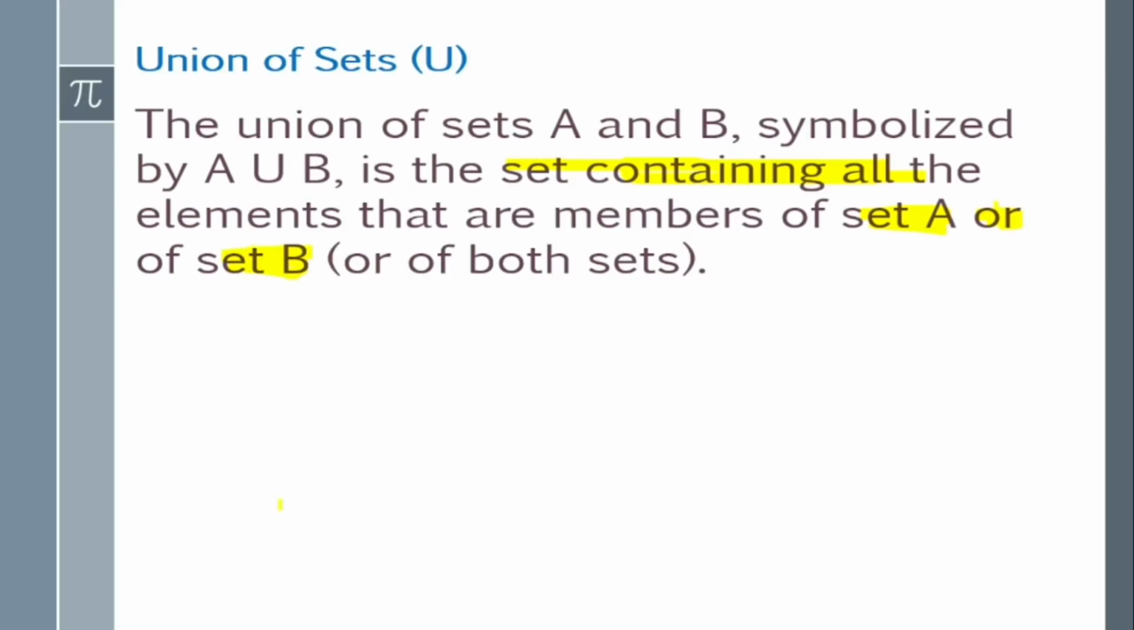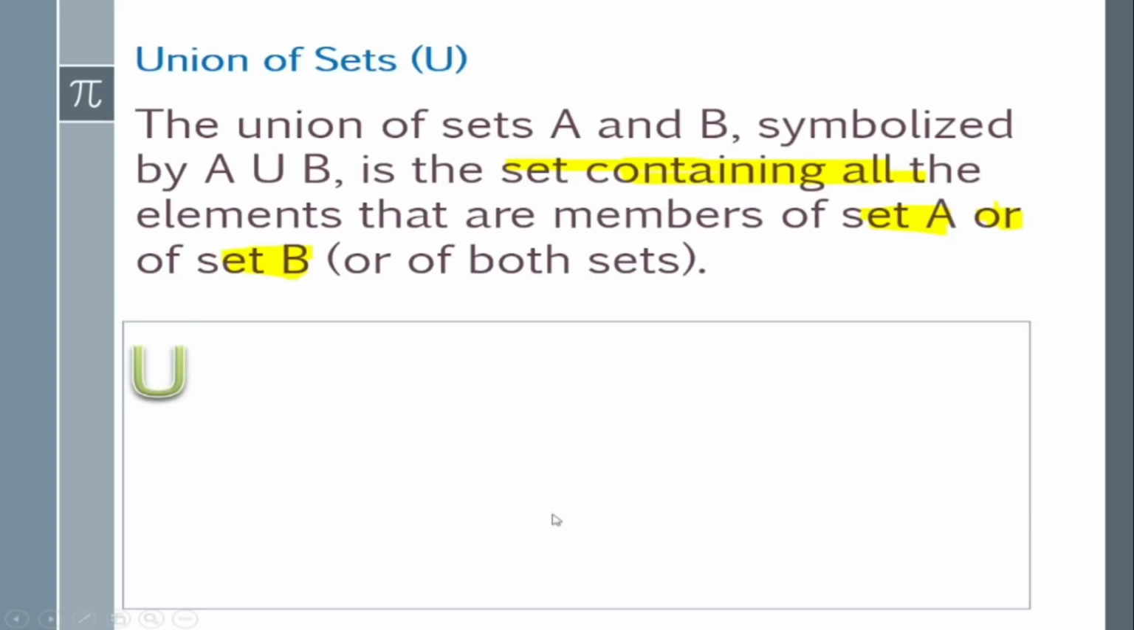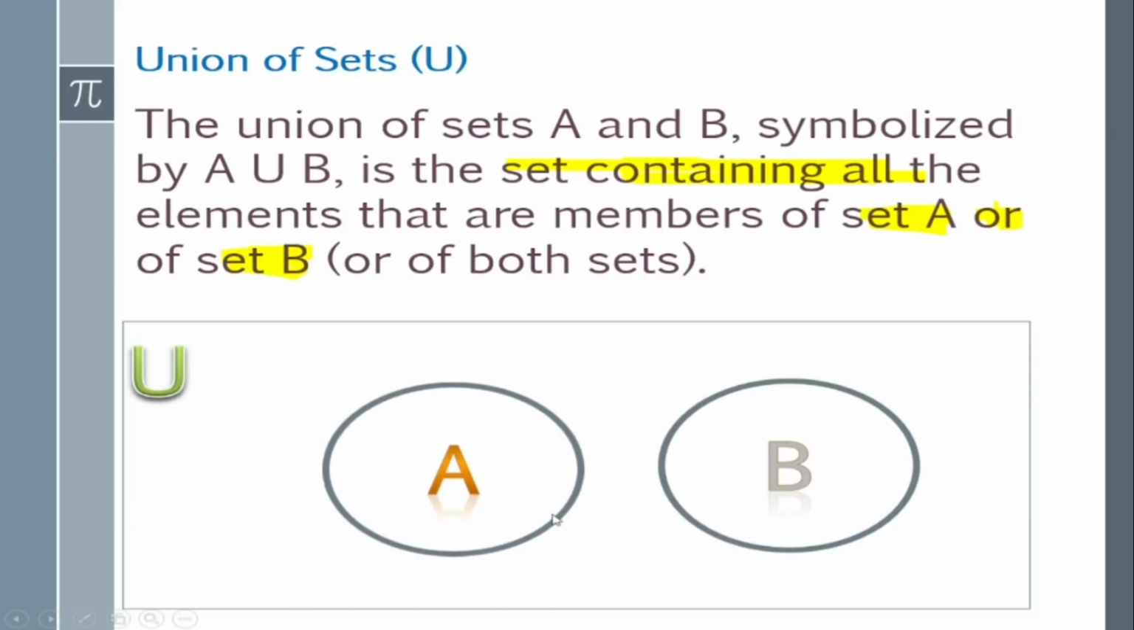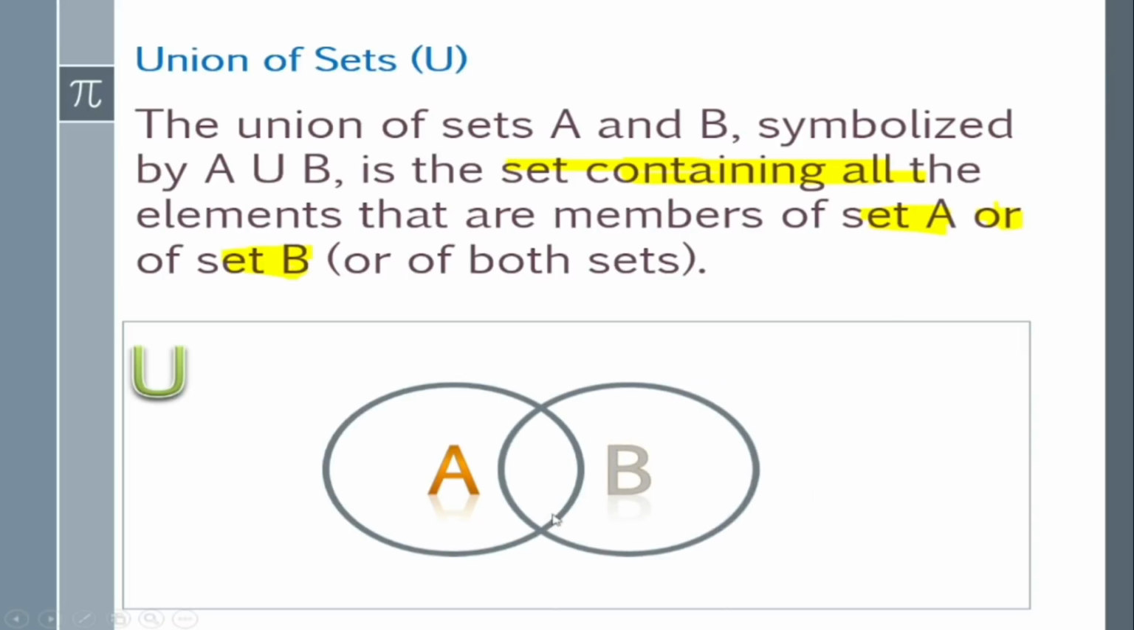If we're going to place it in a Venn diagram, it would look like this. So this is the universal set, and we have here two sets, set A and set B. If we're going to get the union of these two sets, we're going to combine all the elements in set A and in set B. Okay, so that's now A union B. So the elements that is in set A is 1. Also, the elements in set B.